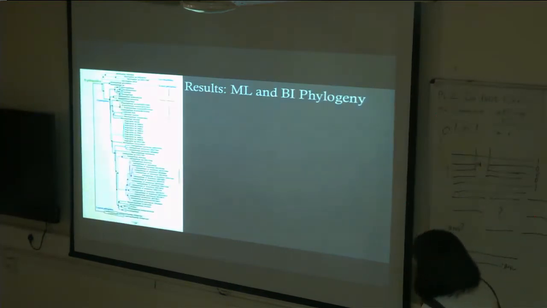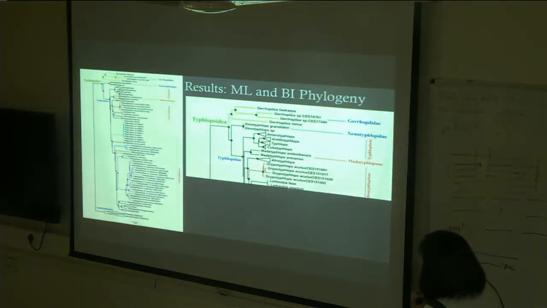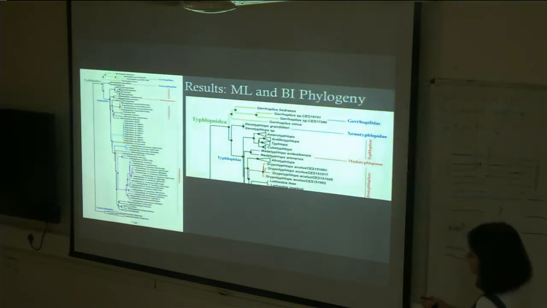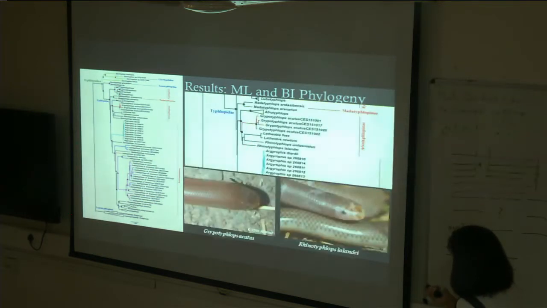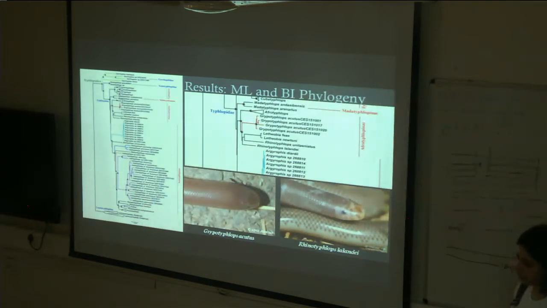What I found was, it's a really large phylogeny, so I'm just going to zoom in to the relevant parts. What I found was that Gerrhopilus from India was sister to all the other Typhlopoids. So it was the oldest, sister to all the other Typhlopoids. Grypotyphlops is a monotypic genus. There's only 1 species in that genus, Grypotyphlops acutus, and it's endemic to India.